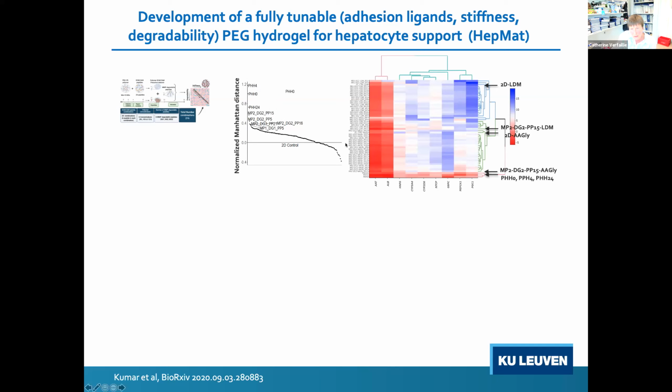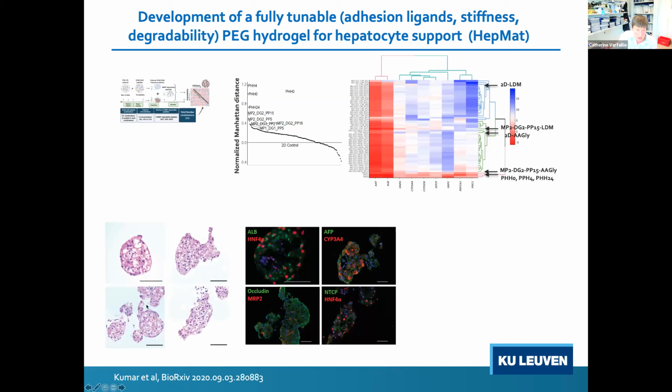And here, this black line is the 2D control. So you can see that you can significantly improve the maturation. We did this in baseline medium, as well as in this optimized medium. And each time, this hydrogel was the one that most closely linked to primary hepatocytes.